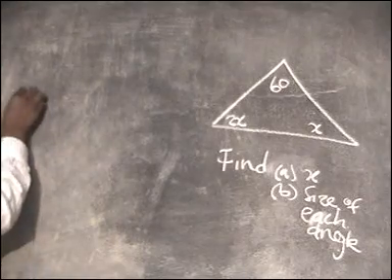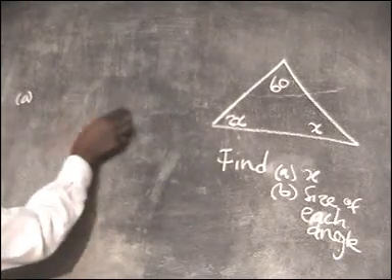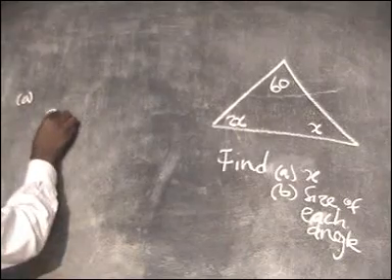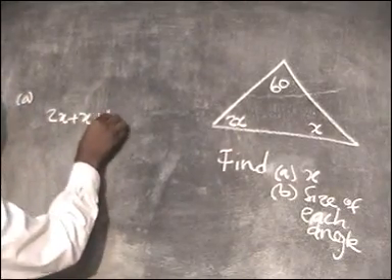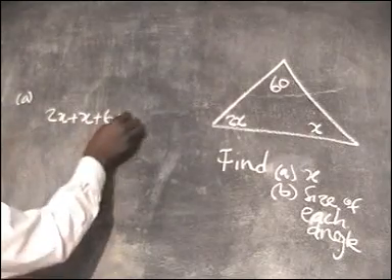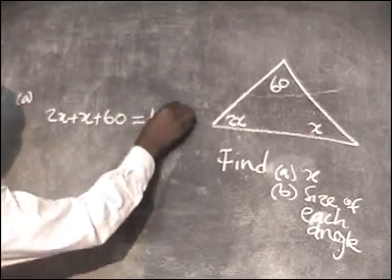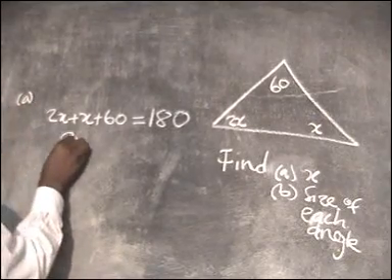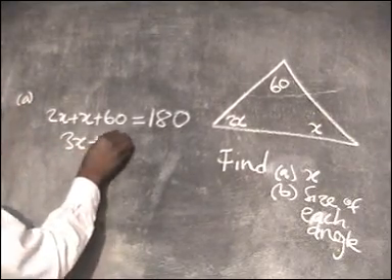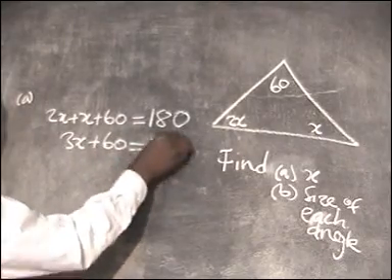So for a, looking at the diagram, you have to look at this, which is 2x, then plus the x, then plus the 60 degrees. These are the three angles of a triangle, and this is equal to 180 degrees. Then from there, 2x plus x, you get 3x, then plus the 60, and this is equal to 180.